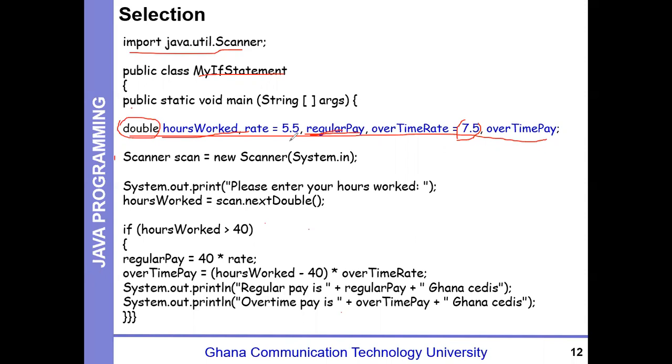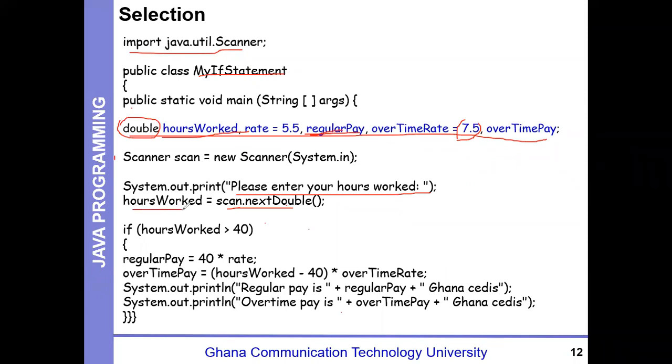But that is only if you qualify for overtime, or only if you've done overtime. If you've not done more than 40 hours, then you don't get overtime. So the whole idea now is that we are writing a program that will ask the user or the worker, enter the number of hours you worked. And when the user enters it, we take whatever the person has entered and assign it to the variable hours worked.